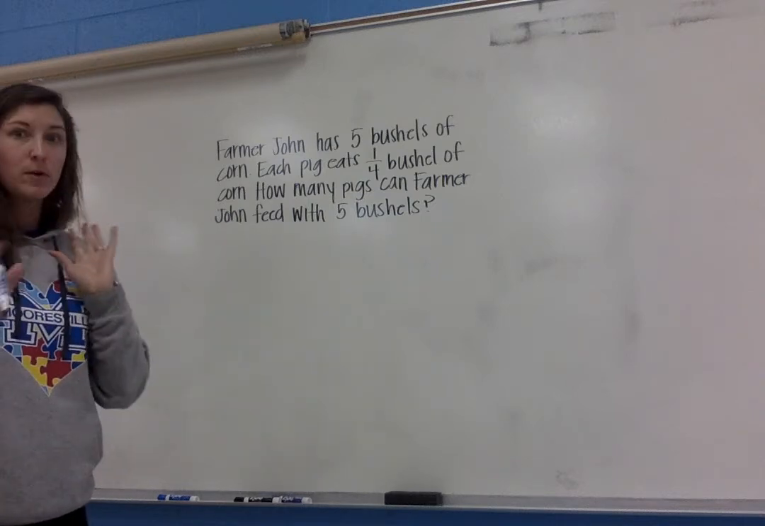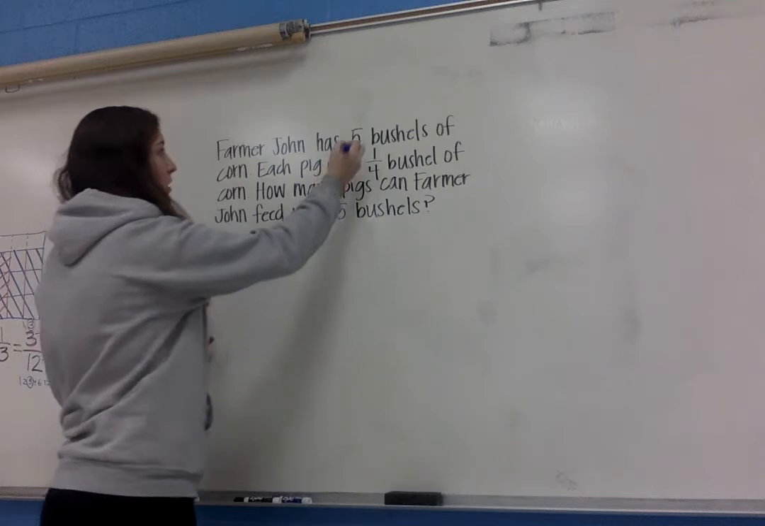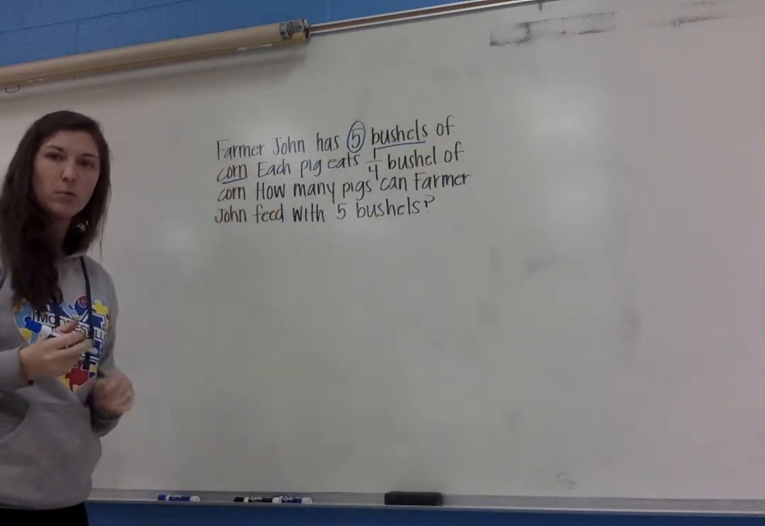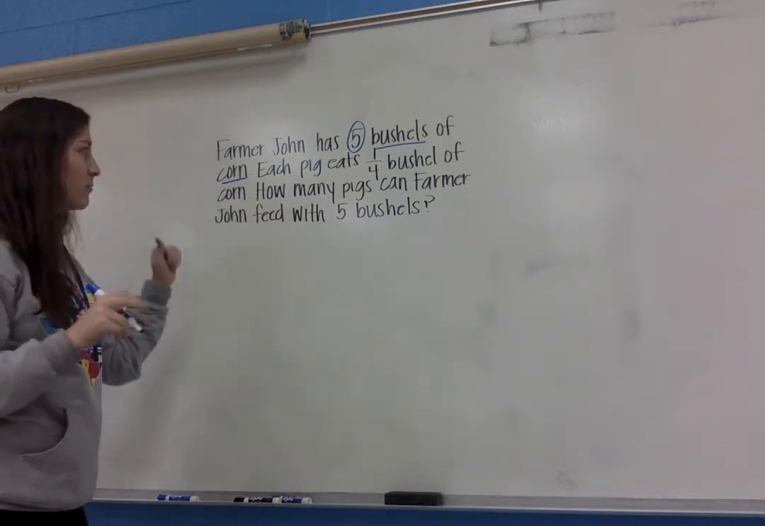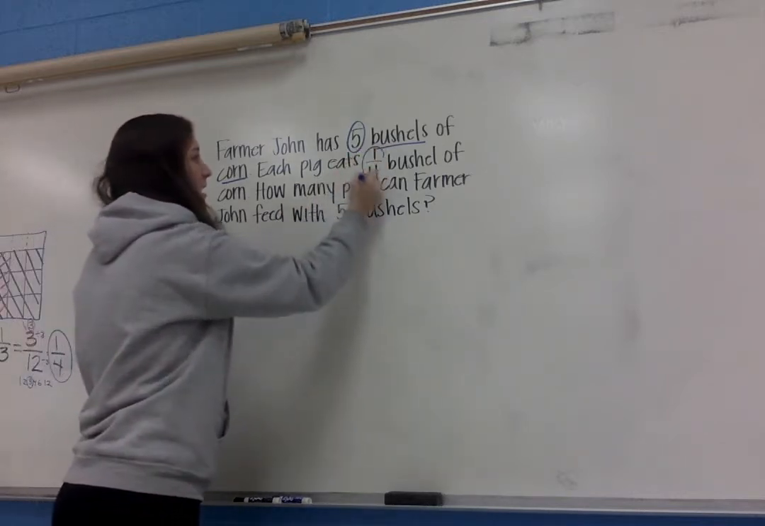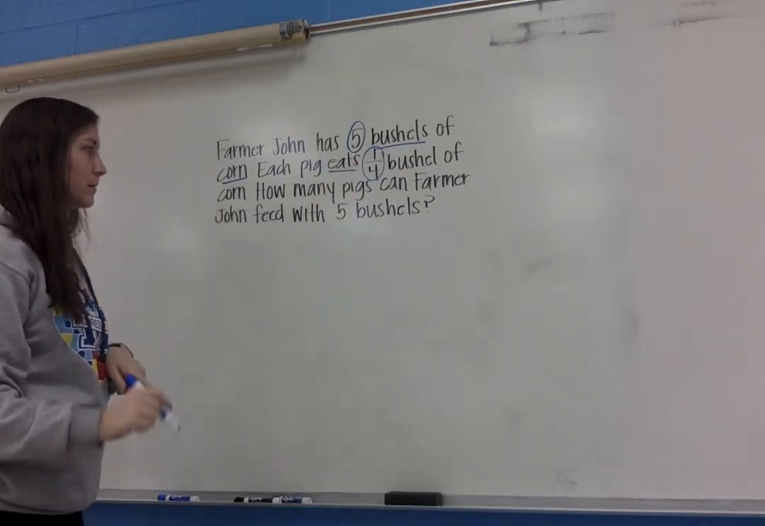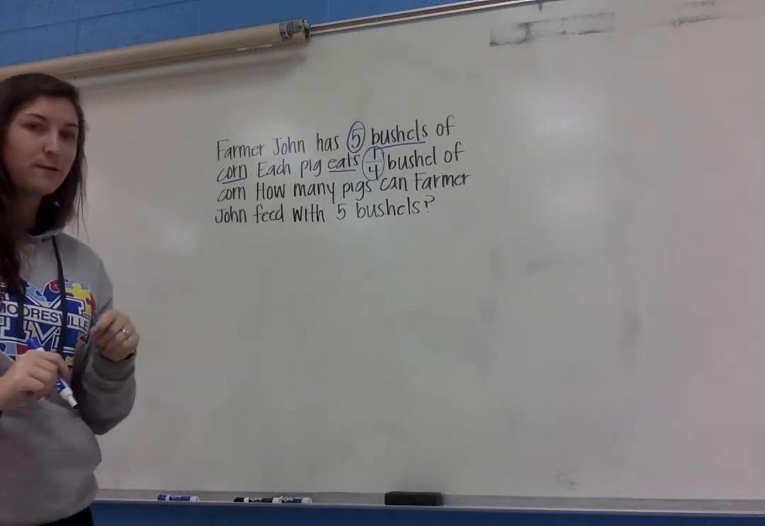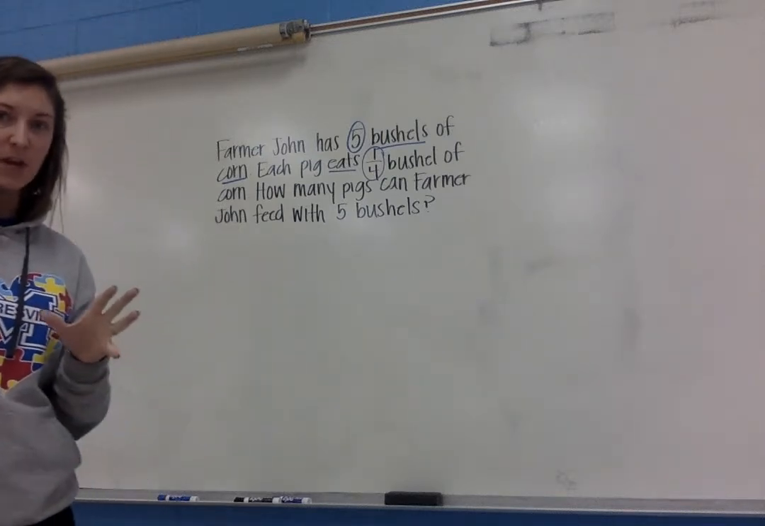So again, I'm going to think about what I know versus what I don't know. I do know that he has 5 bushels of corn. Okay, and bushels of corn, I just think of it as a bunch of corn. He has 5 bushels. Each pig eats 1/4 bushel of corn. How many pigs can Farmer John feed with 5 bushels? So I'm trying to figure out how many pigs he can feed.